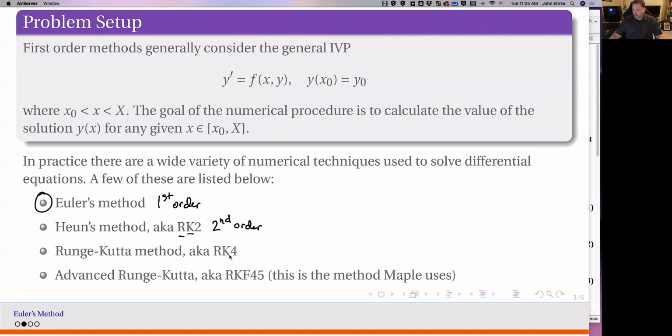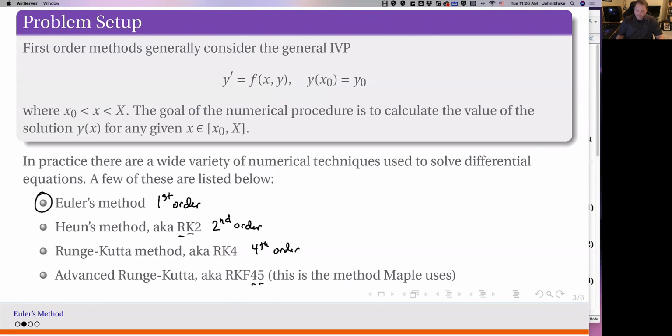The original Runge-Kutta method is what we call RK4. This is a fourth order method. And RK45, which is actually the method when you do DEplot in Maple, it's using RKF45. And I can show you why that is here in a second when we look at some Maple stuff involving Euler's method. So RKF45 is that method that Maple uses, and it's a fourth, fifth order method.